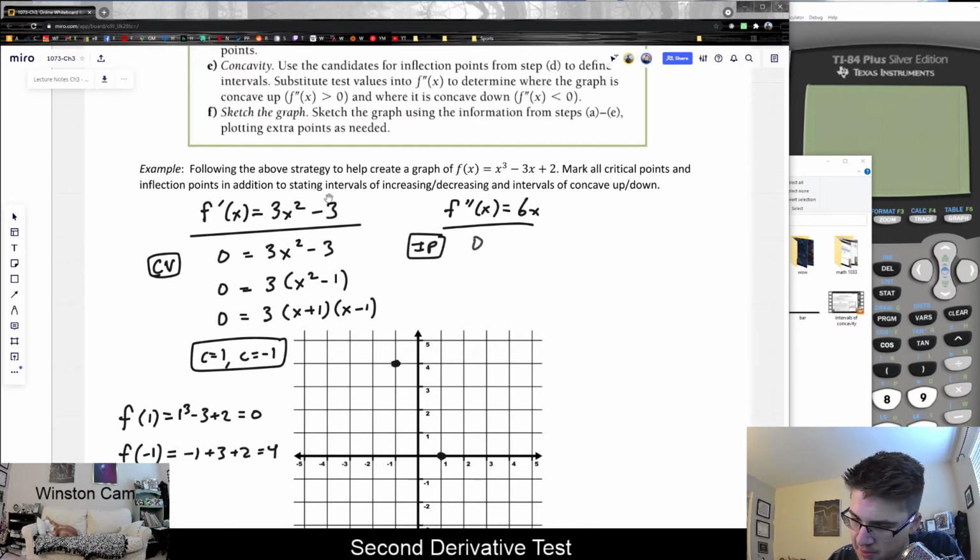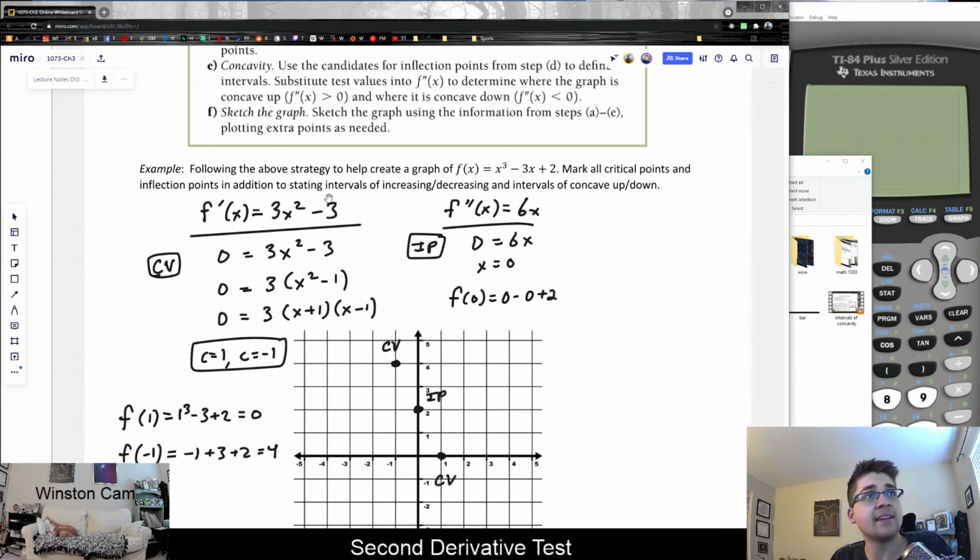So I set this equal to 0, and dividing by 6 would just leave me with x equal to 0. So the inflection point would just be at 0. And if I were to plug that into the original function, f of 0 would be 0 minus 0 plus 2. I would get this particular point right here. So far I have a critical value and an inflection point.